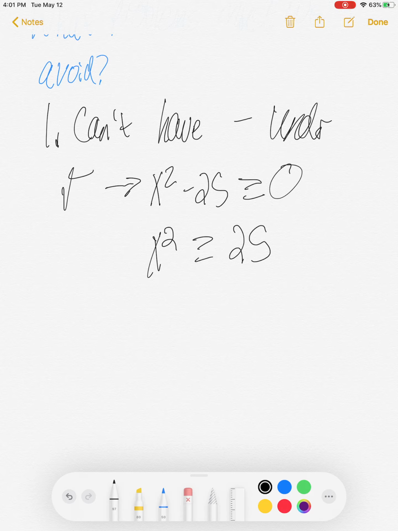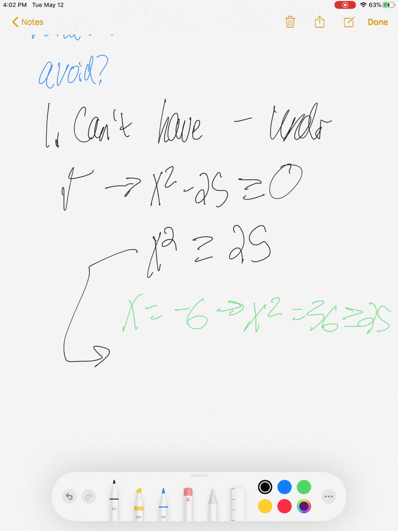And now, if I take the square root of both sides, we need to be a little bit careful here. Because if x is, say, negative 6, so let's make a comment here. If x equals negative 6, then x squared equals 36, which is certainly greater than or equal to 25. So this x squared greater than or equal to 25 implies that the absolute value of x is greater than or equal to 5.